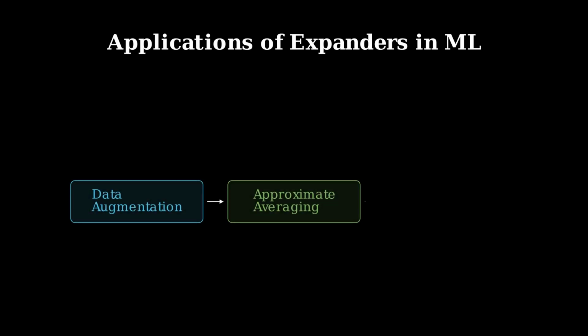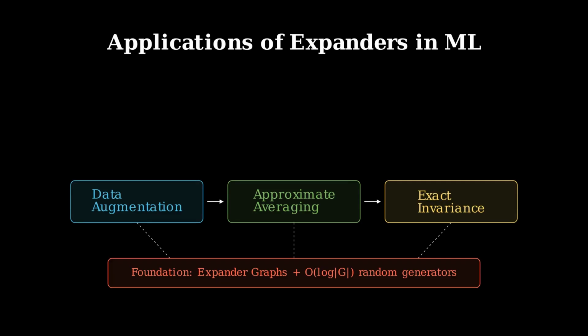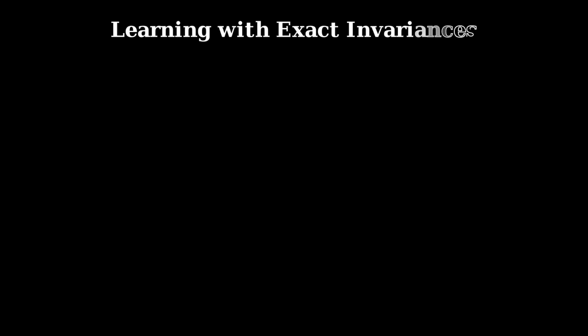Now that we understand expander graphs and random generating sets, let's explore how these tools are actually applied in geometric machine learning. We will cover three major applications: data augmentation, approximate group averaging, and learning with exact invariances in polynomial time. A fundamental question in geometric machine learning is, can we learn an exactly invariant function efficiently? In Sobolev regression, learning with invariances is equivalent to solving a constrained optimization problem.